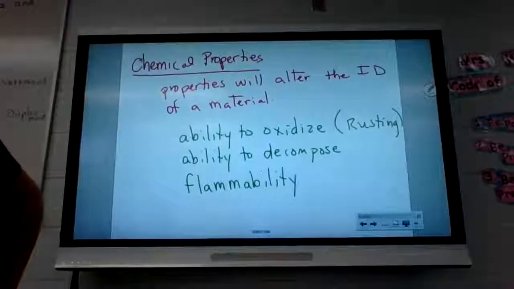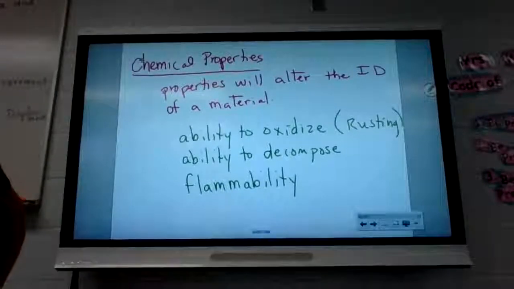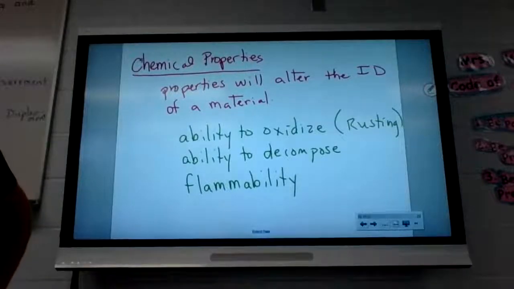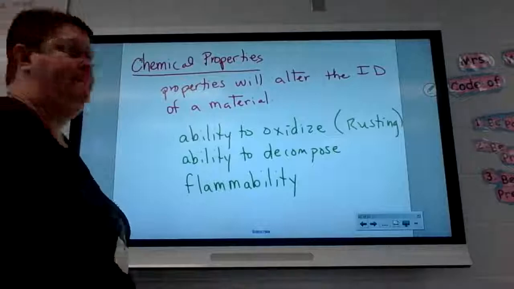All right, everybody with me? All right. This is the first half of your lab. It's on properties. The second half of the lab is on physical and chemical change. Everybody got it?